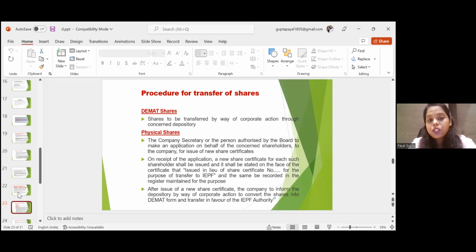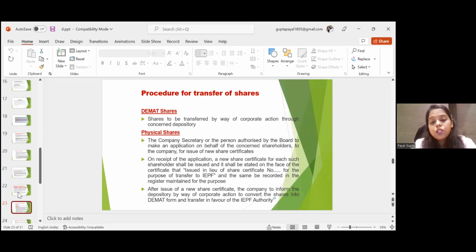Physical shares, there are two concepts which I have said. Demat, we can do it by depository, but in physical, the company secretary or the person authorized by the board makes an application on behalf of the concerned shareholder to the company for issue of a new share certificate. On receipt of application, a new share certificate will be issued in lieu of the original share certificate for the purpose of transfer to the IEPF. मतलब कि a company secretary को इस behalf में या फिर any person board wants to authorize, they can authorize the same for issue of new share certificate.